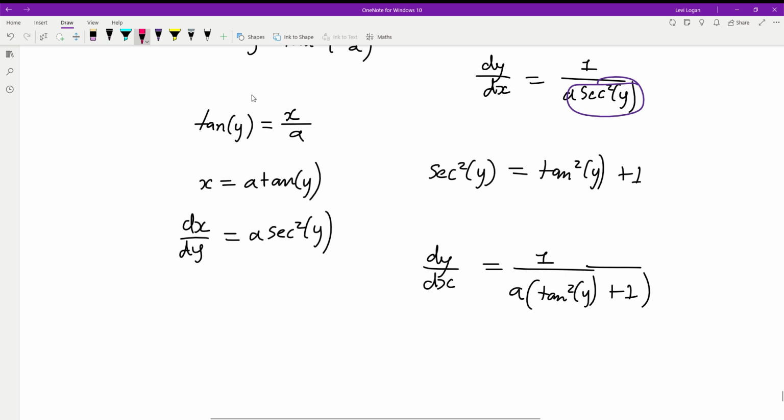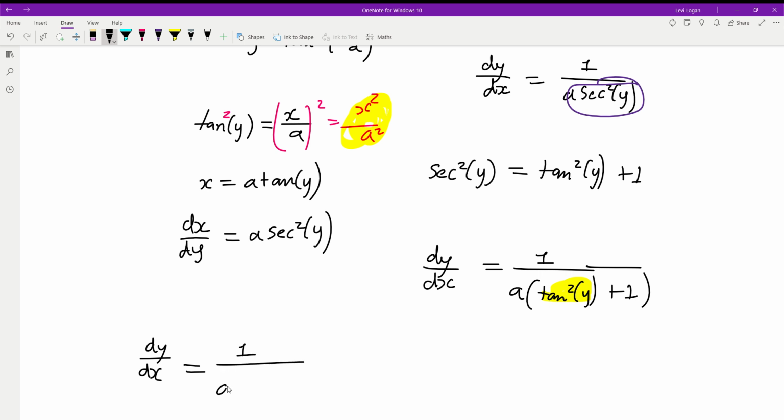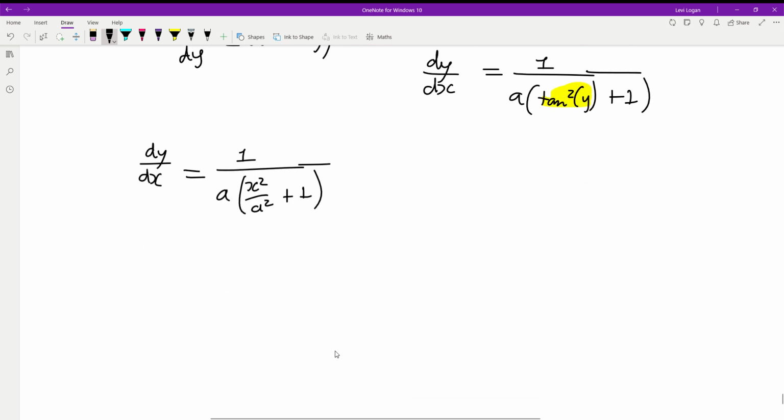Tan of y is this. So if I square both sides, I'm going to get x squared on a squared. And then I can replace this guy here. So I'm going to get dy/dx is equal to 1 on a times x squared on a squared plus 1. Now I'm going to factor out a 1 on a squared.